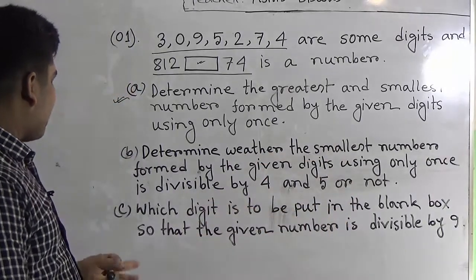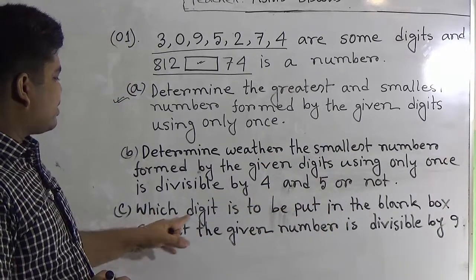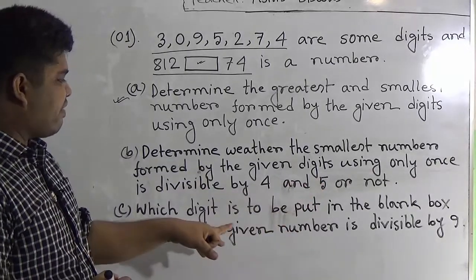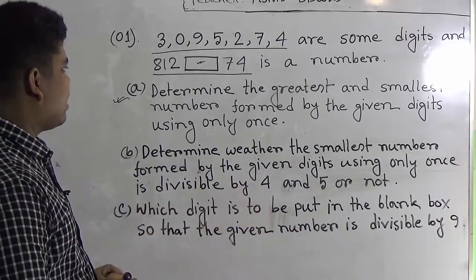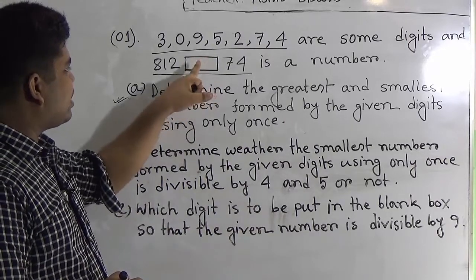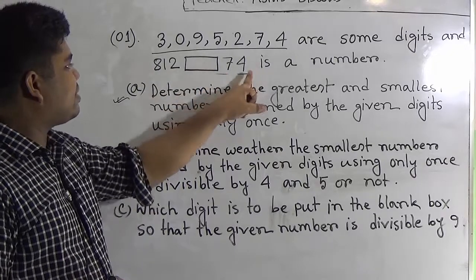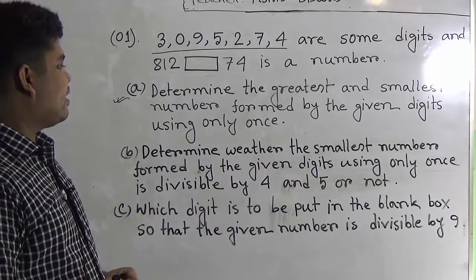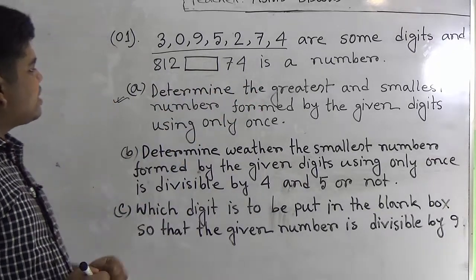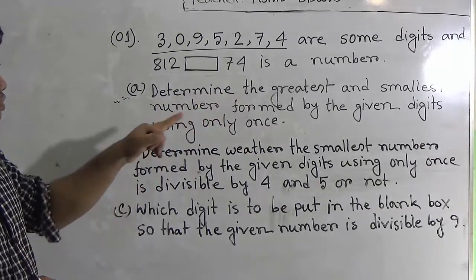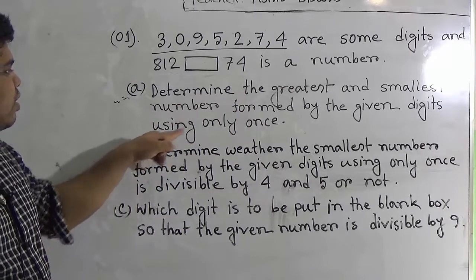Okay. Our question number C is, which digit is to be put in the blank box so that the given number is divisible by 9. That means which number is put in the blank box so that the number can be divisible by 9. Okay, let us start to solve our question. Our first question is, determine the greatest and smallest number formed by the given digits using each only once.